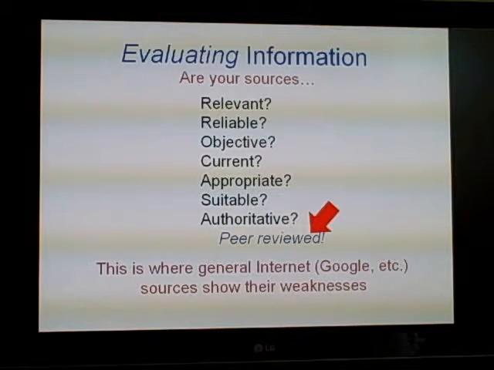You need sources now that are relevant, reliable, objective, current, appropriate, suitable, and authoritative. So you need the work of experts whose work has been reviewed by other experts. And that's what peer-reviewed means. So if your professors say you need scholarly articles on a topic, that's what we're referring to as peer-reviewed. You won't get these things free over the internet anywhere. You need to come one place only, and that's to our resources at the library.